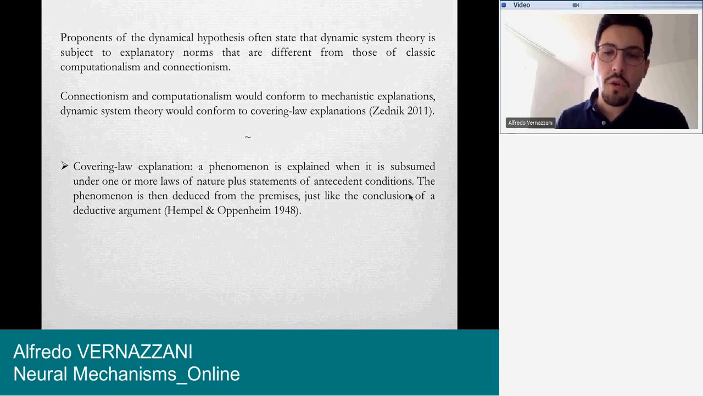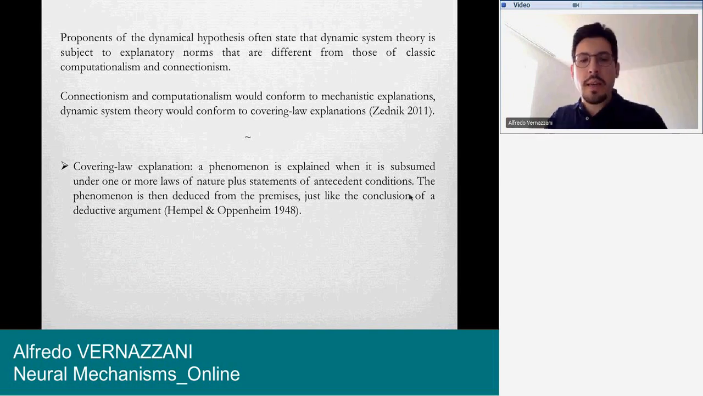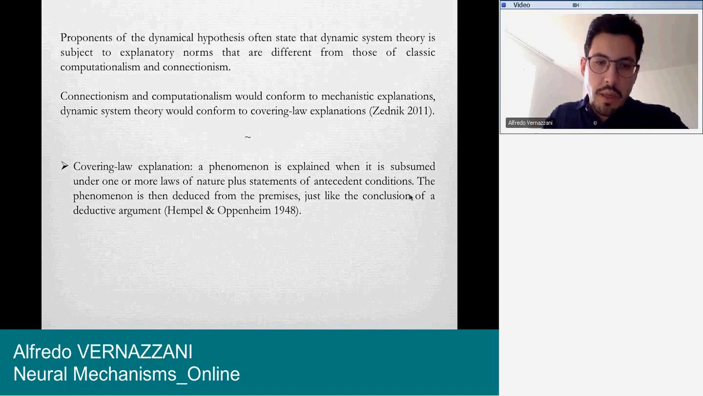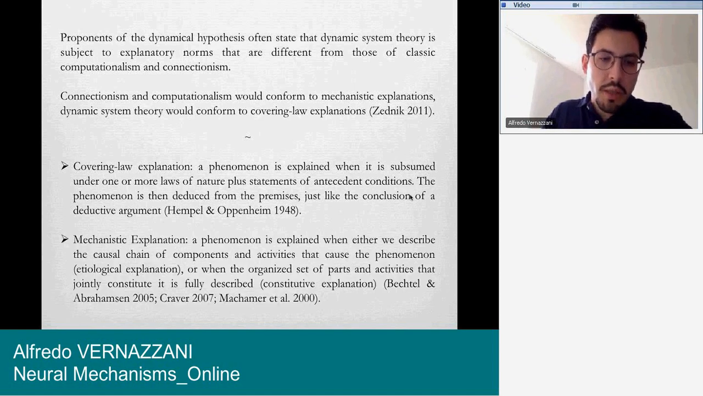Usually it takes the form of a deduction. In this case, we have a complex argument where there are different premises: laws and statements of antecedent conditions form the premises, and the conclusion, which describes the explanandum phenomenon, is then deduced from the premises. Now, this model of explanation, as we know, has been the target of many criticisms.